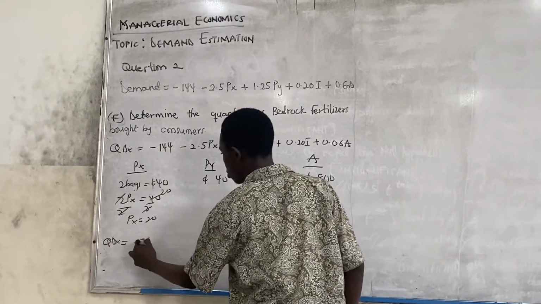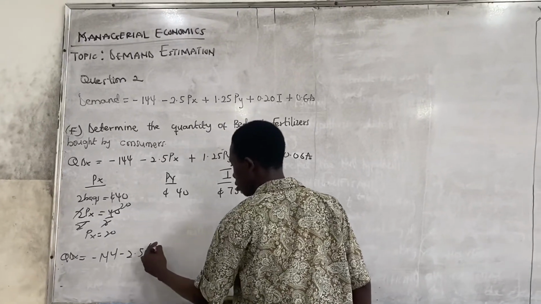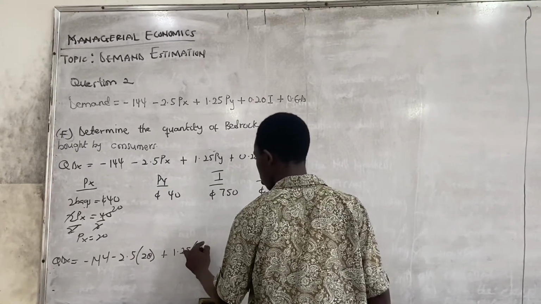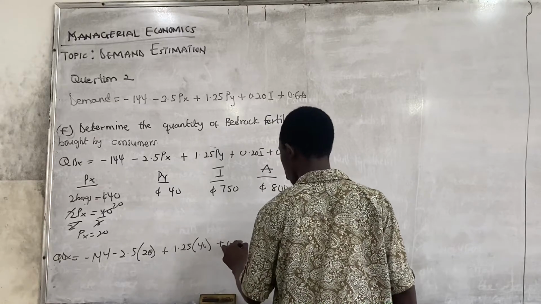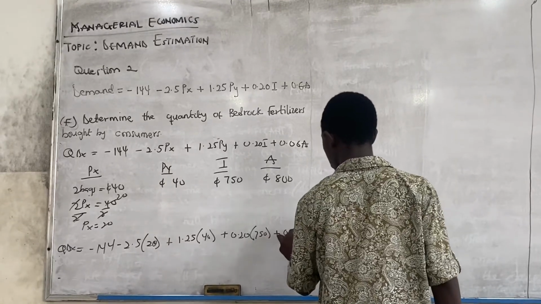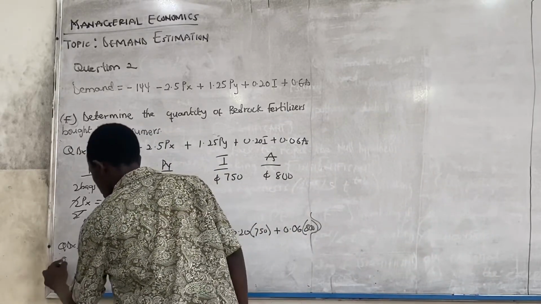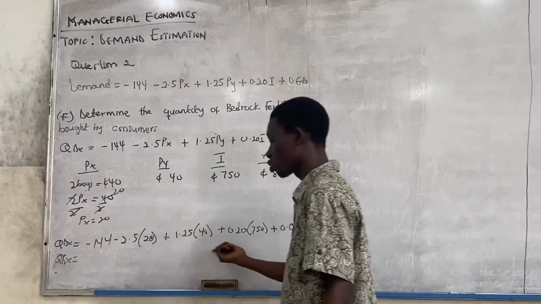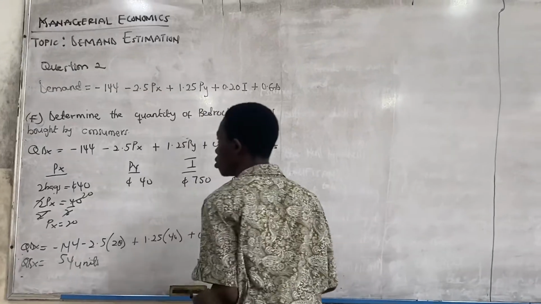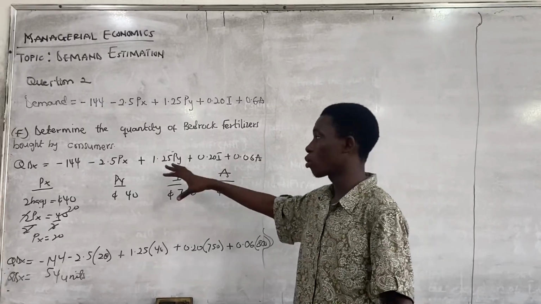So it's the demand function. QA equals minus 144 minus 2.5 times Px 20, plus 1.25 times PY 40, plus 0.20 times Income 750, plus 0.06 times Advertising 800. So when we sum them all together, we are going to get 54. So it's quantity, so 54 units. So basically, if that's what they're asking from you, determine the quantity of bedrock fertilizers bought by the consumer, this is how we do it.